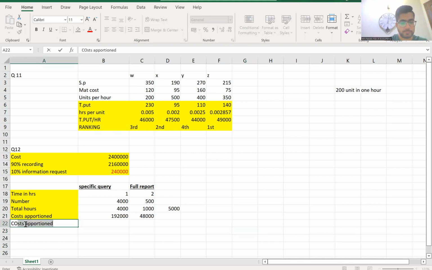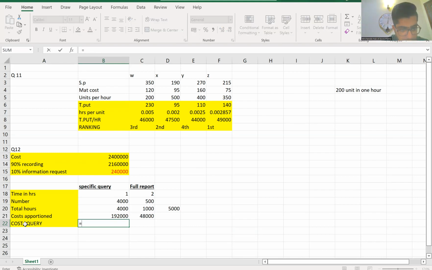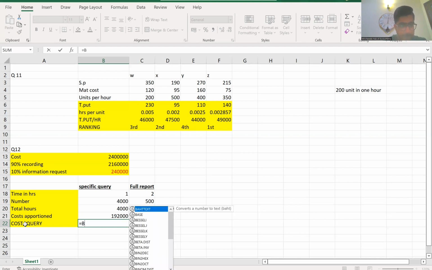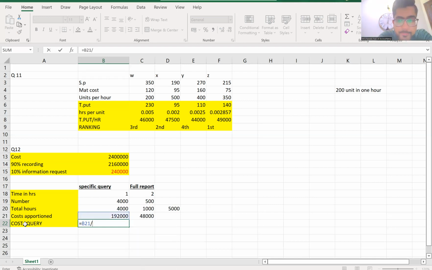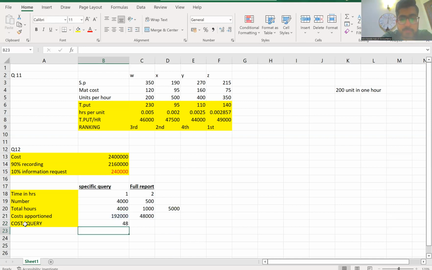Now, what is the cost per query? It's very simple. What is the cost of a specific query? Okay, it's 192,000. And you need cost per specific query. So cost is 192,000, and if you need cost per specific query, how many specific queries are there? 4,000. You will get cost per specific query as 48.